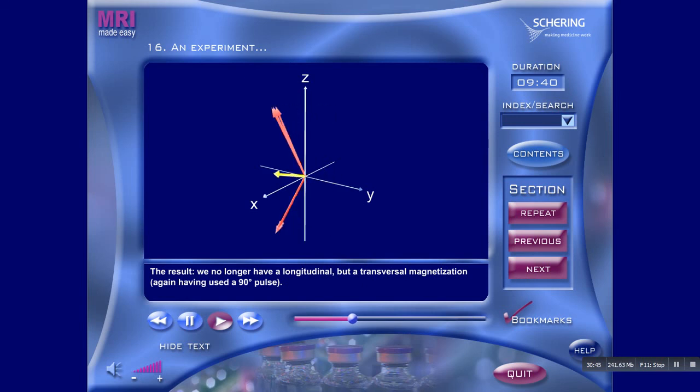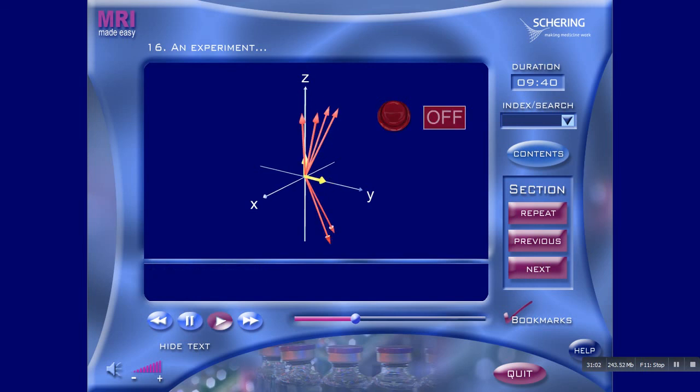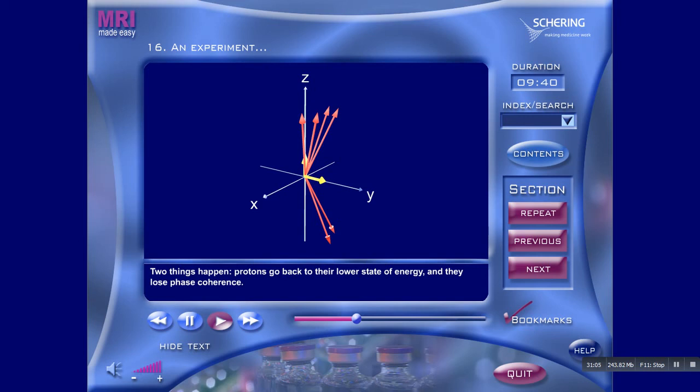What happens when the RF pulse is switched off? To find out, try clicking it off. Two things happen. Protons go back to their lower state of energy, and they lose phase coherence. It's important to note that both processes occur simultaneously and independently. For the sake of simplicity, let us look at what happens step by step, and first focus on the longitudinal magnetization.